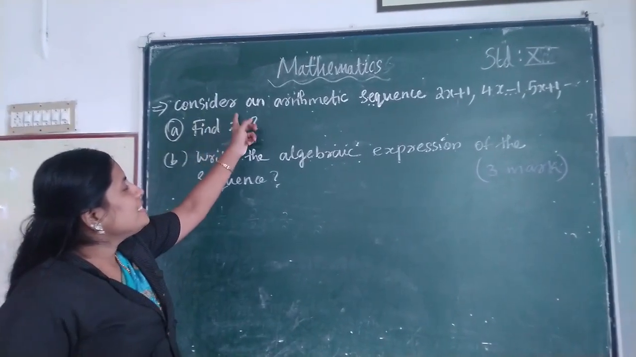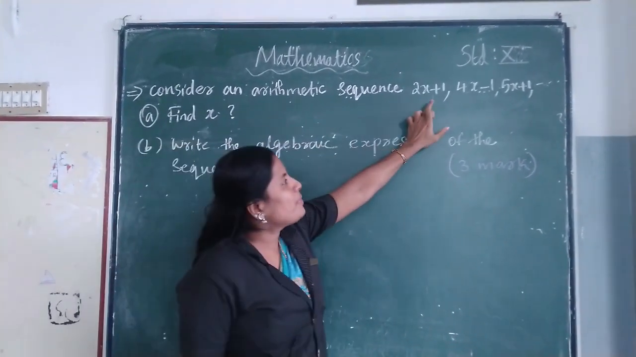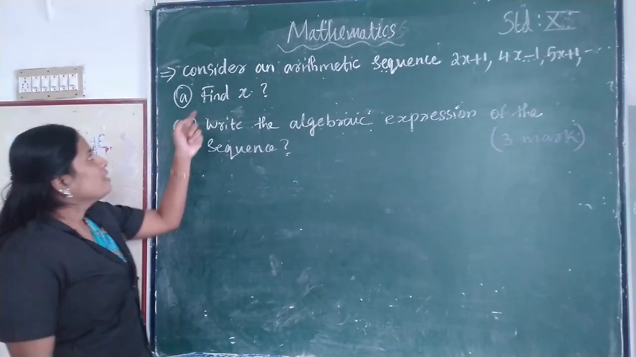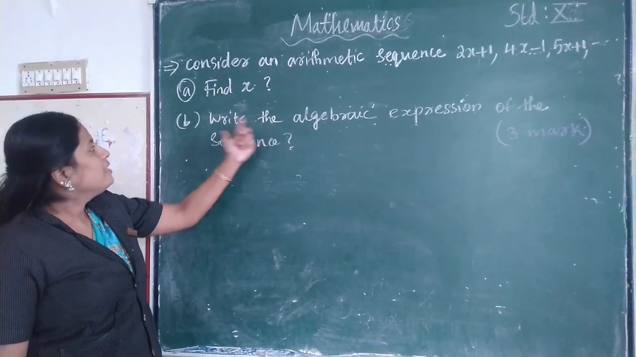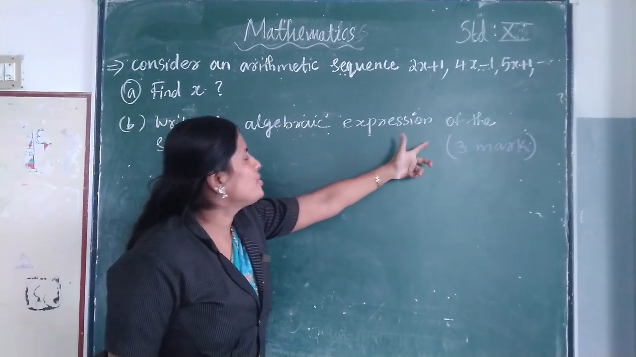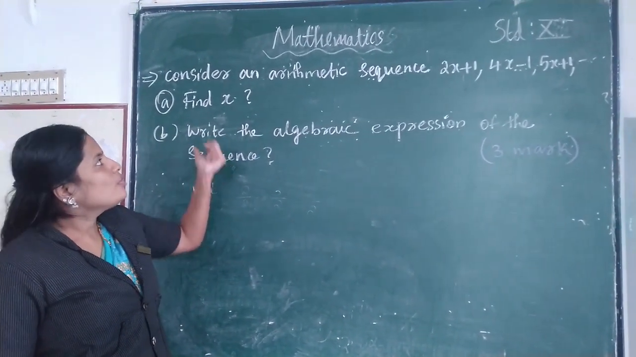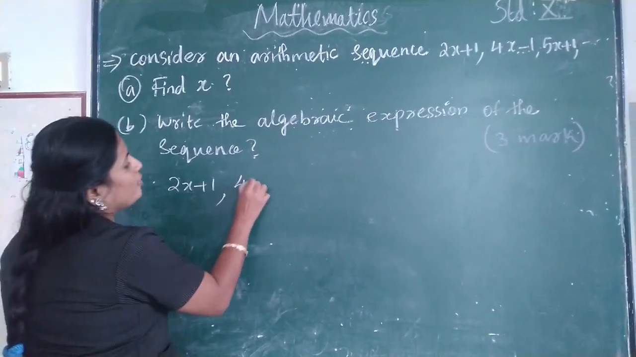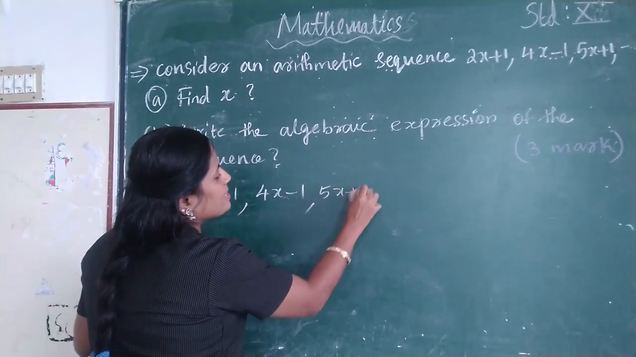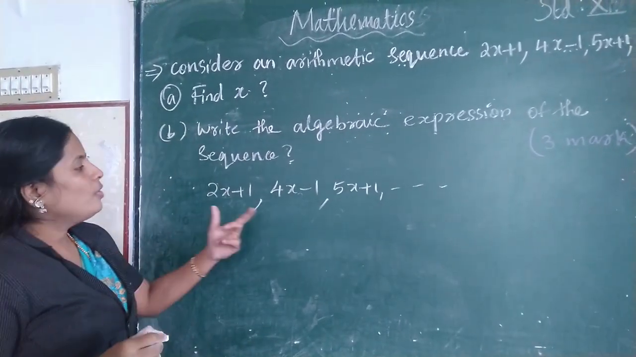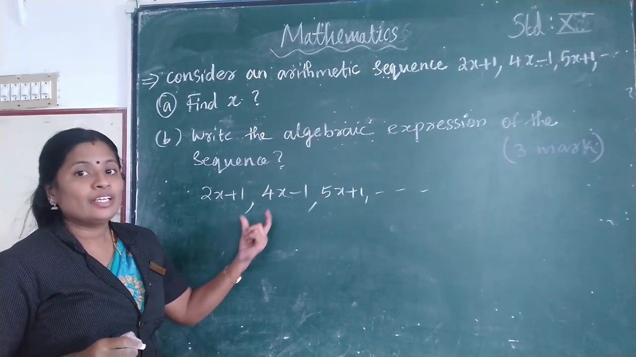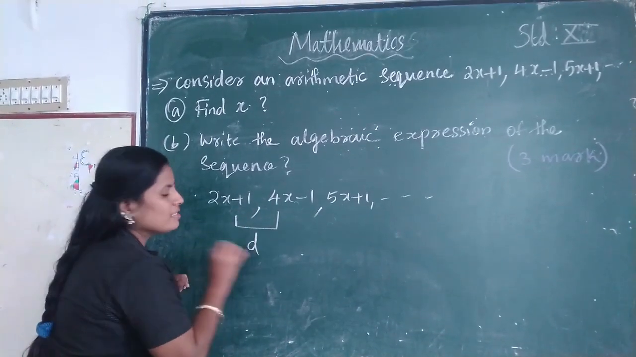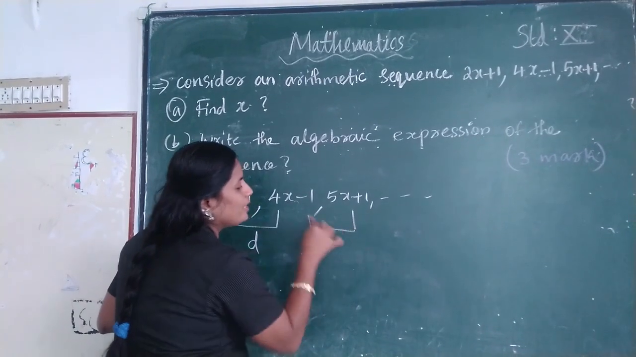Next problem. Consider an arithmetic sequence 2x plus 1, 4x minus 1, 5x plus 1 and so on. Find x. Next one, write the algebraic expression of the sequence. So here, what is the arithmetic sequence? 2x plus 1, 4x minus 1, 5x plus 1 and so on. So, what is the common difference? Here, the common difference will be same. That is, the difference of these two terms is d, and here also the common difference d.